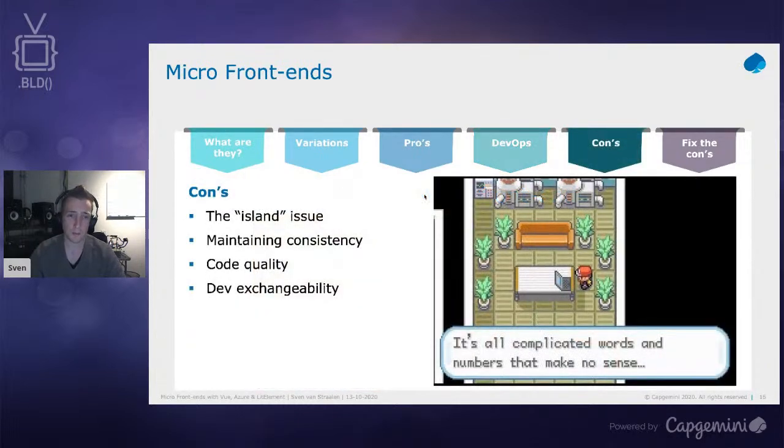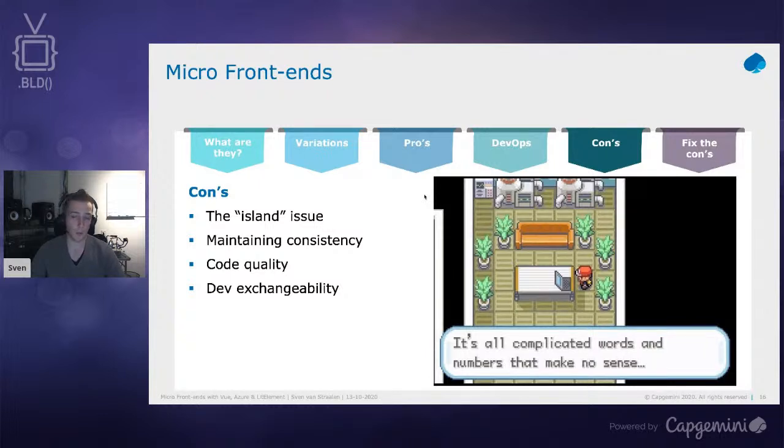But there are some cons. Basically, one of the biggest cons is the island issue. The micro frontend teams that we saw in the days that we worked with it work on their own, they have their own scope and their own priorities, which is fine, of course. But the contribution model changes so that we are not helping each other anymore. And that also makes it immediately harder to share information or code between them.